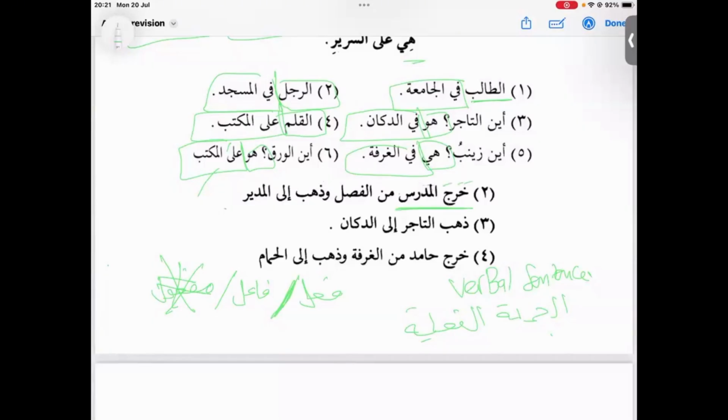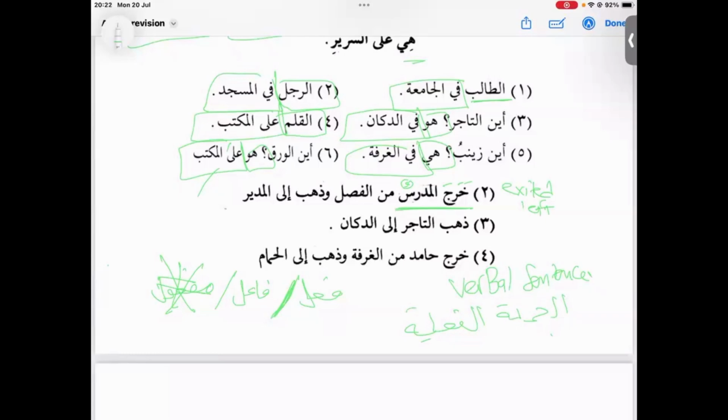خرج المدرس. The teacher left. This is a verbal sentence. Those two words together. If I say ذهب هشام or ذهب عادل, Adil left, Hisham left, that's a complete sentence. When we say jumla, we are saying this is a complete Arabic sentence.